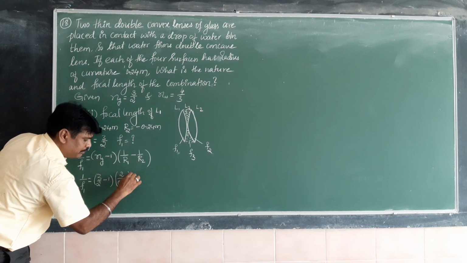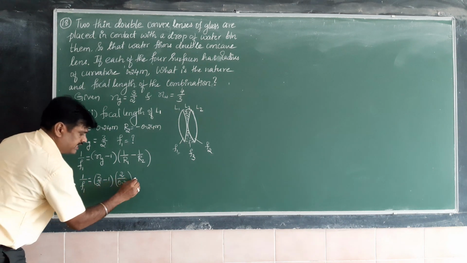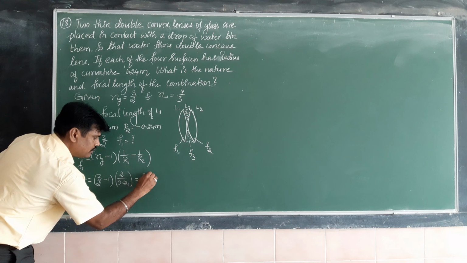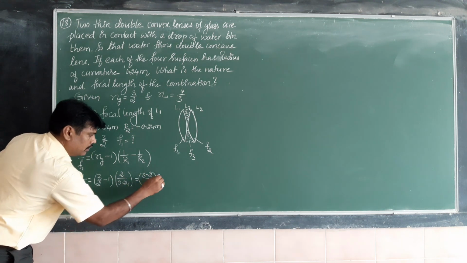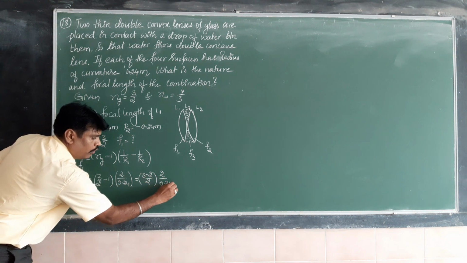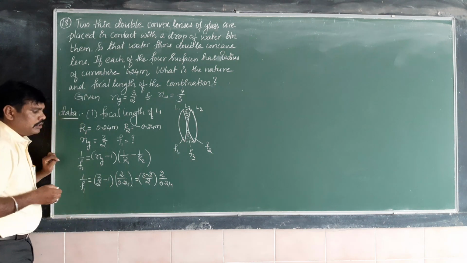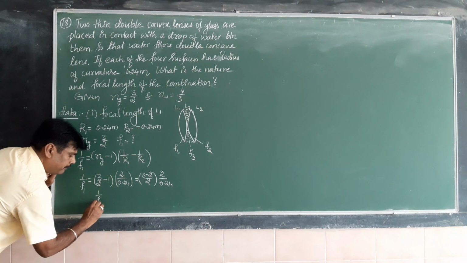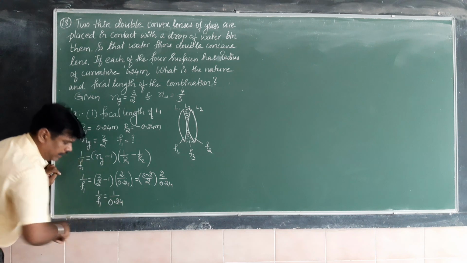I will reduce one step here; directly I was taking it. So we simplify this one. You know how to simplify this, which is equal to (3 by 2 minus 1) is (3 minus 2) divided by 2, and 2 divided by 0.24. The 2 gets cancelled. 3 minus 2 is 1. It will become 1 divided by. So 1 by F1 is equal to 1 divided by 0.24 only.